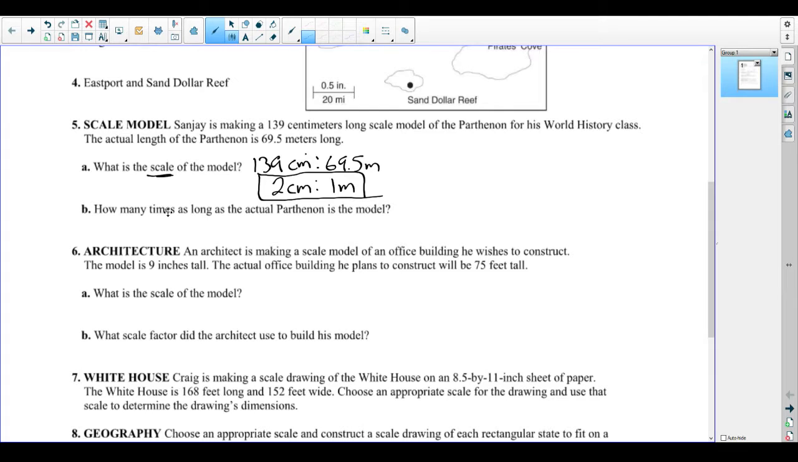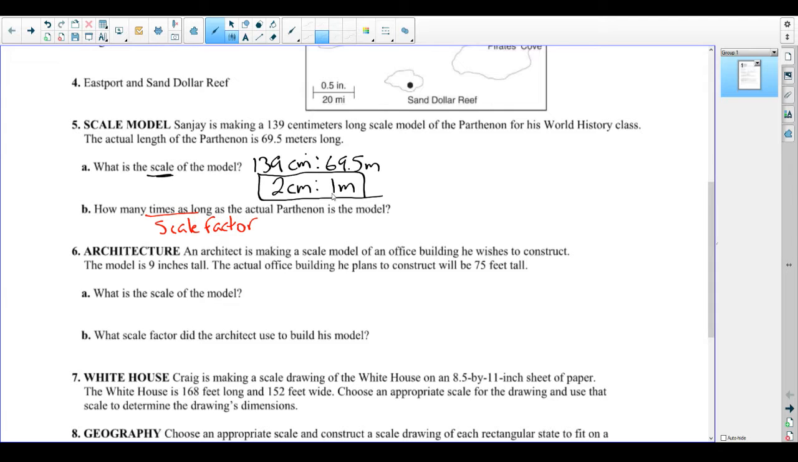Then it wants to know how many times, and I think I got this one wrong because this is worded kind of weird, how many times as long as the actual Parthenon is the model. So it wants to know how the model is related to the Parthenon. If we want this number, how many times as long, it wants the actual scale factor. Fancy way of saying that. So if we want scale factor, we just want the number we can multiply, which means we can't have centimeters compared to meters. They have to be the same. So we can convert one to the other.